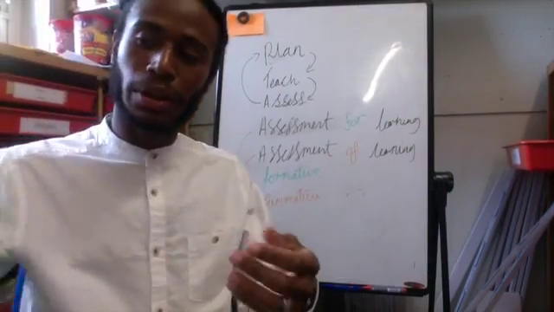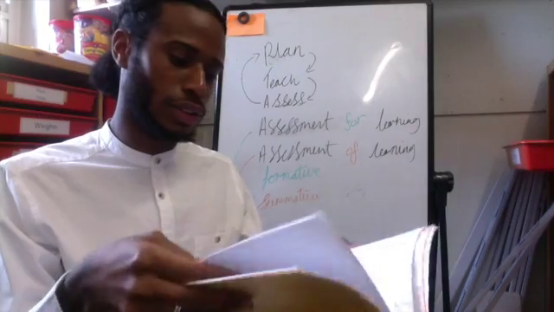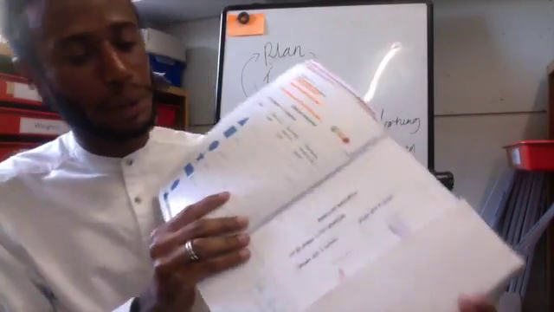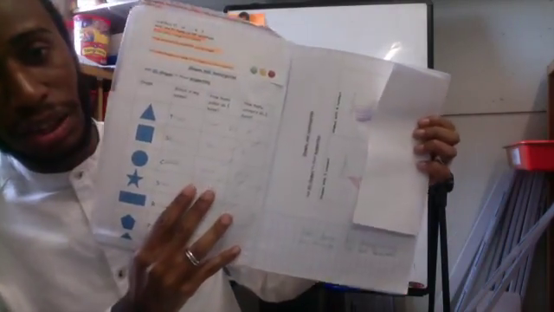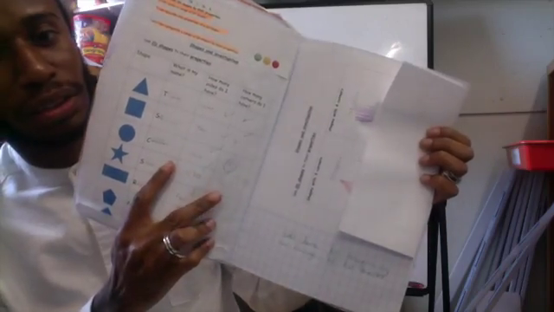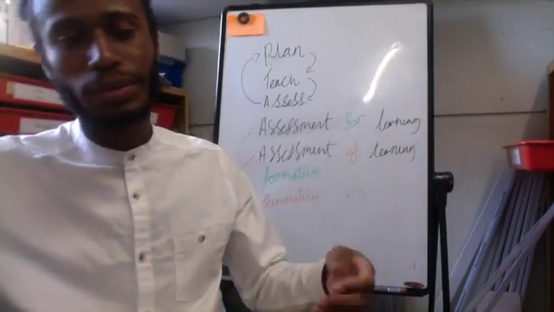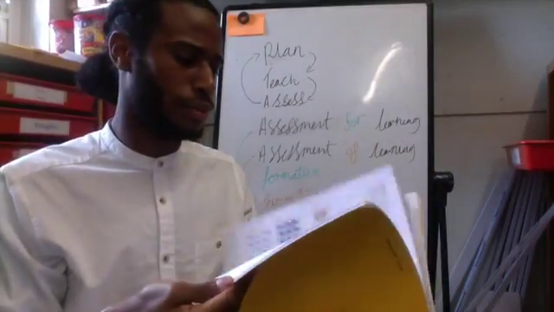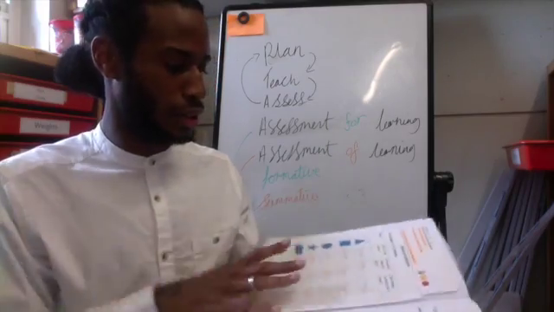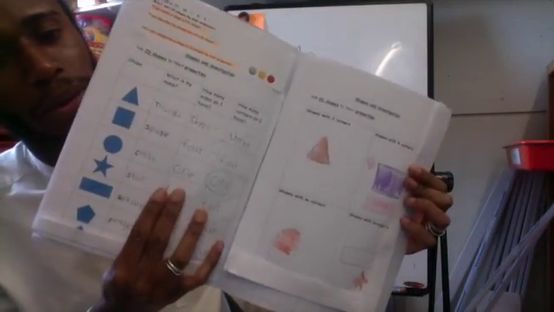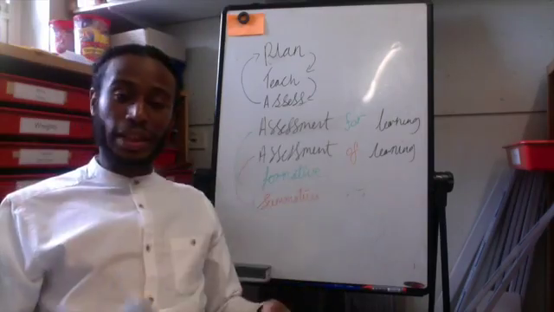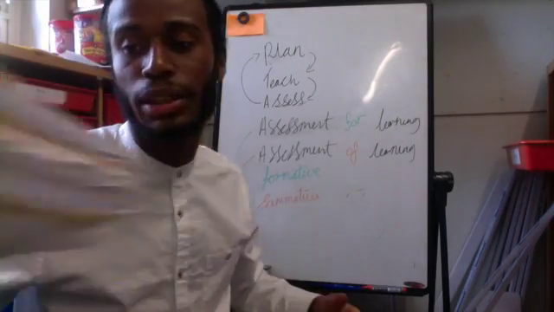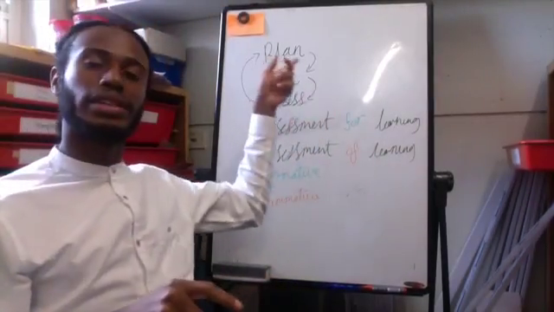If I check another book, I've got the same problem here with the circle. They've noticed that it's got one side, but they've got the corners wrong. I choose another book. Same thing with the circle. So this is me assessing my lesson, and it's going to go into my next stage of planning.